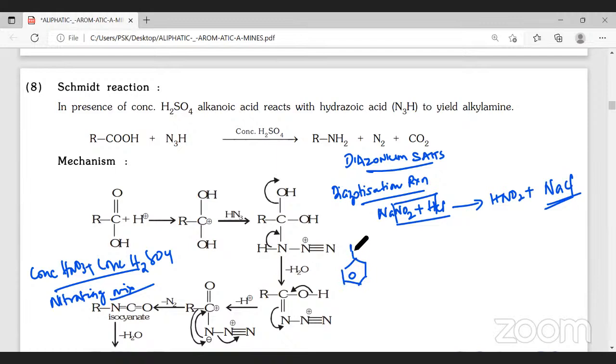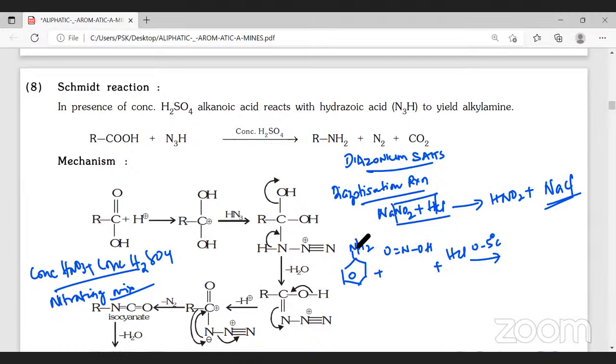Aniline is C6H5NH2. Nitrous acid, we can write it as O double bond NOH, HNO2. This is nitrous acid. We have written it in the form of a structure. And this, in the presence of HCl at 0 to 5 degrees Celsius.